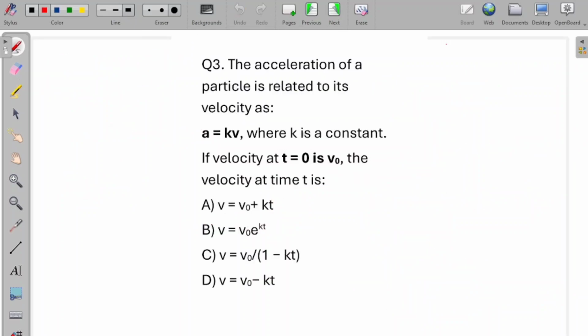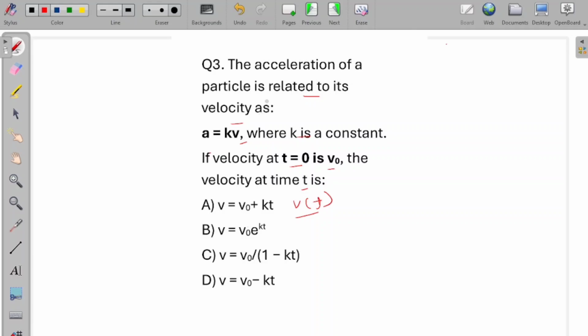Next question. Next question is question number 3. The acceleration of a particle is related to its velocity as A equals kv, where k is a constant. If velocity at t equals 0 is v naught, the velocity at time t. So we are supposed to find Vt. Here, the expression for acceleration is given and we have to find velocity.